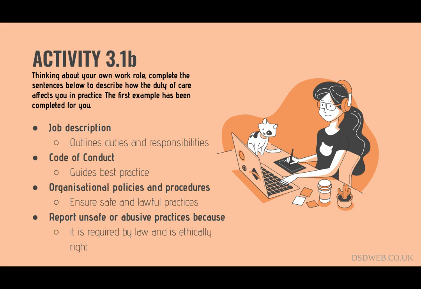However, the knowledge that you will use to base your judgments will come from several sources. Your job description will outline your duties and responsibilities, and the Adult Social Care Worker Code of Conduct, which can be found on the Skills for Care website, provides guidelines for best practice and professional behaviour. Your organisation's policies and procedures will provide you with information about how to work safely and within the law. You should also be aware that it is your responsibility to report any unsafe or abusive practices to safeguard the individuals that you support.